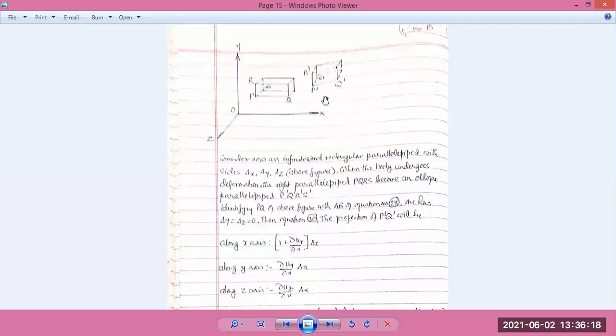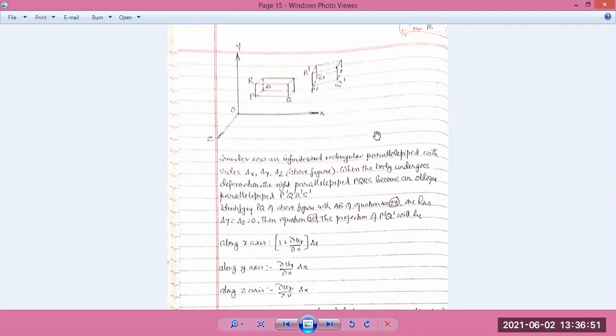We say it is an infinitesimally rectangular parallelepiped. Why is it called rectangular? All the angles in between are equal to 90 degrees; all sides are perpendicular to each other. Infinitesimal means all sides are infinitesimally small, tending to zero but not zero. Parallelepiped means the corresponding planes are parallel: this one with this one, this one with this one, and this one with this one.